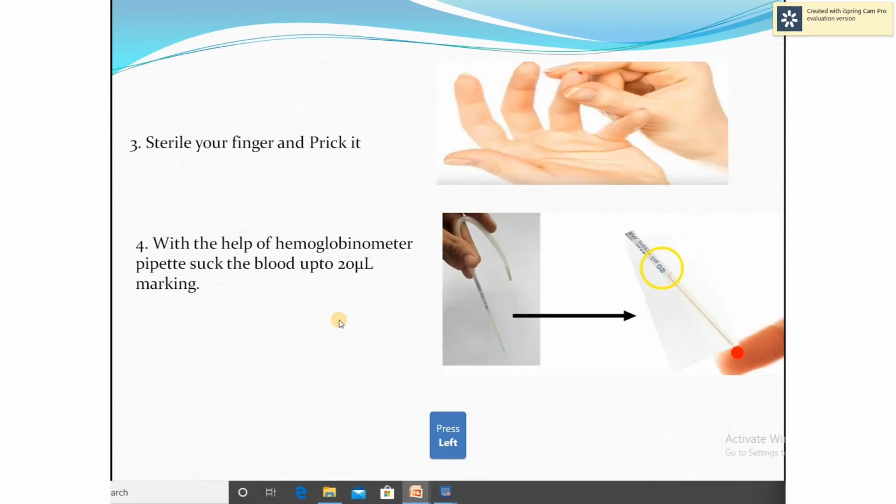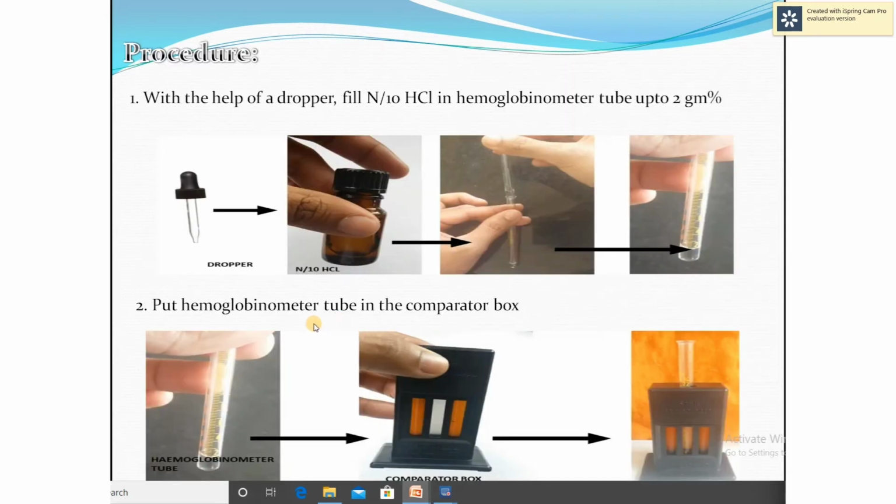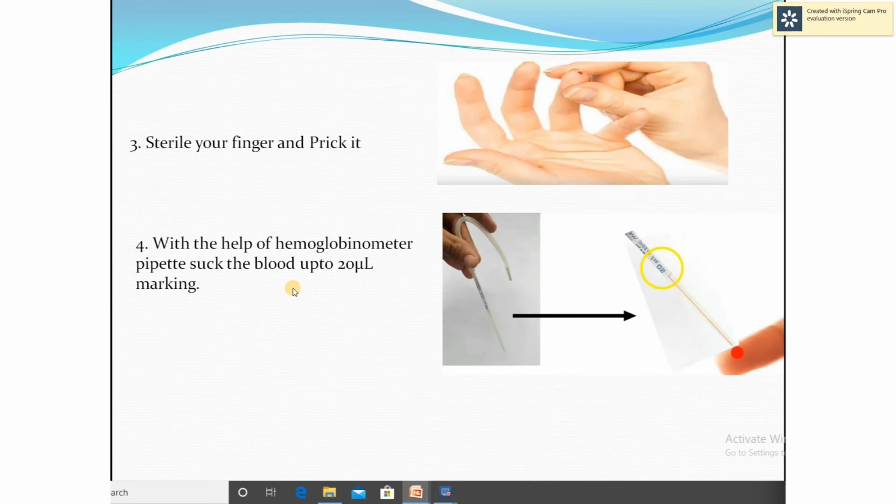Next, put the hemoglobinometer tube in the comparator box. This is the hemoglobinometer tube. You have filled N/10 HCl into it. Now put it in the comparator box. Now what you have to do is sterilize your finger, let the ethanol dry, and then prick your finger to get a drop of blood.